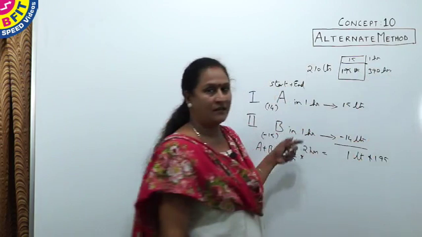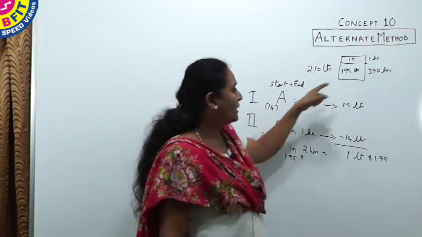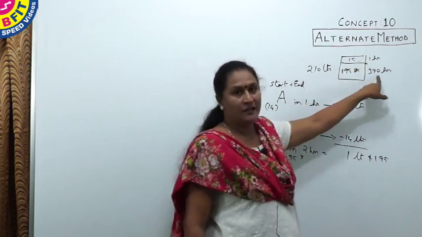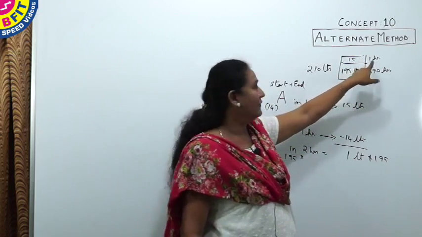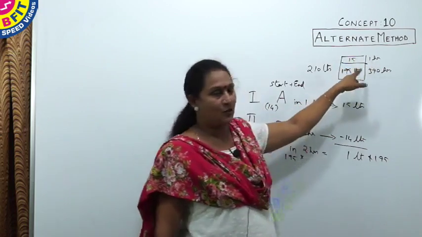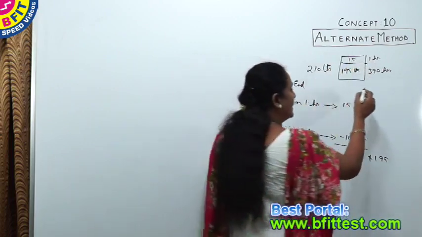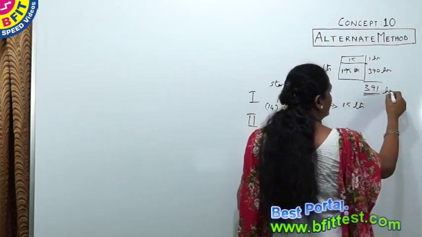So in this pattern, when A pours 15 liters and B empties 14 liters, to fill 195 liters both the pipes need 390 hours. When the filling comes here, in the final 1 hour we need 15 liters more, A pours 15 liters and the tank is full. So the total time is 391 hours.